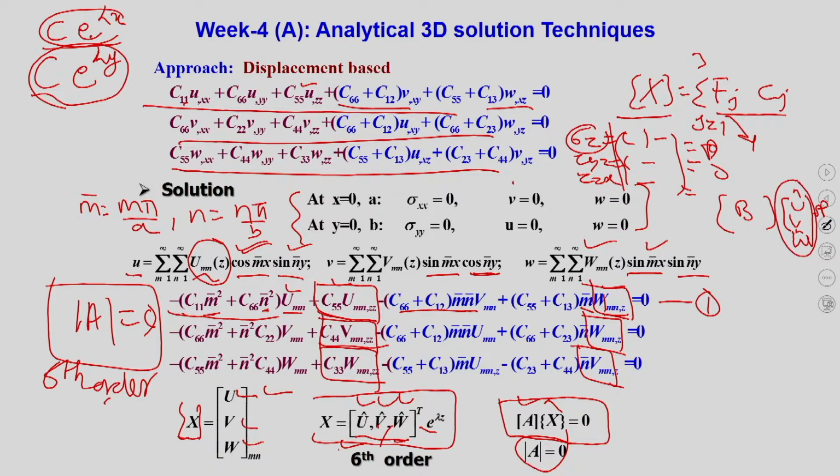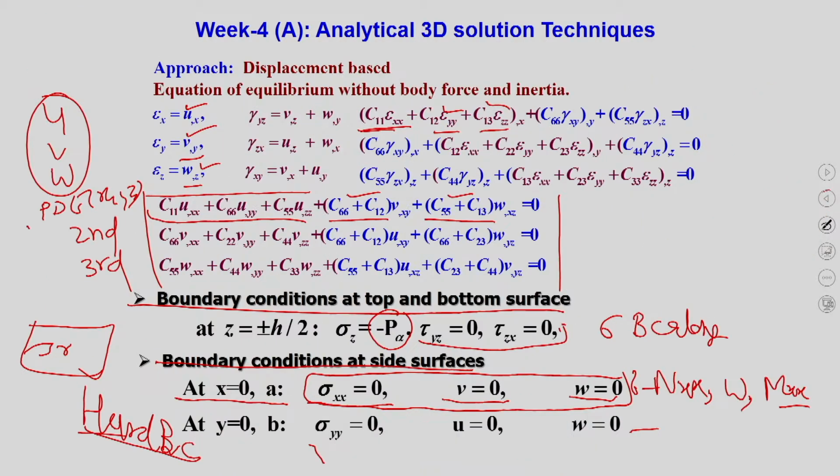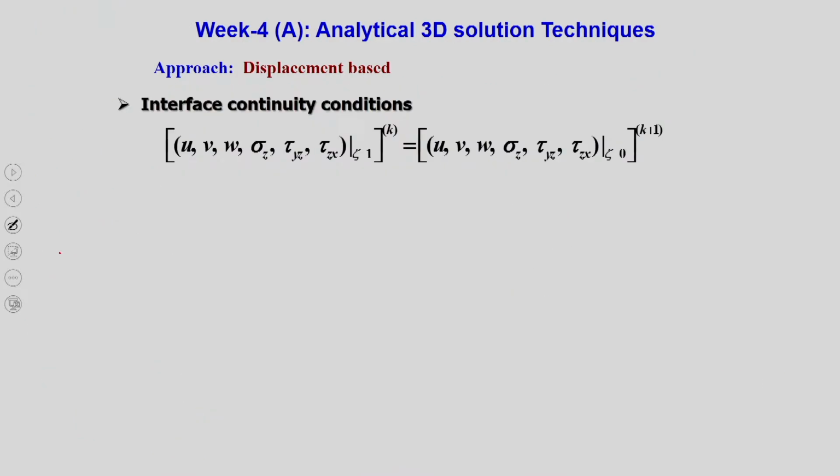So, u hat, v hat, w hat can be B inverse of P. So, in this way we can solve the problem. Now, we are talking about a laminated plate. So, basically at the interface, the extra conditions, if it was a single layer, the previous solution is valid, but you are talking about a layer wise.